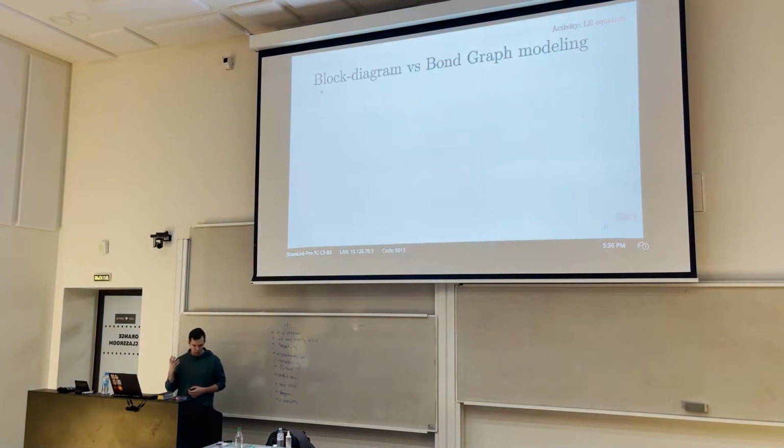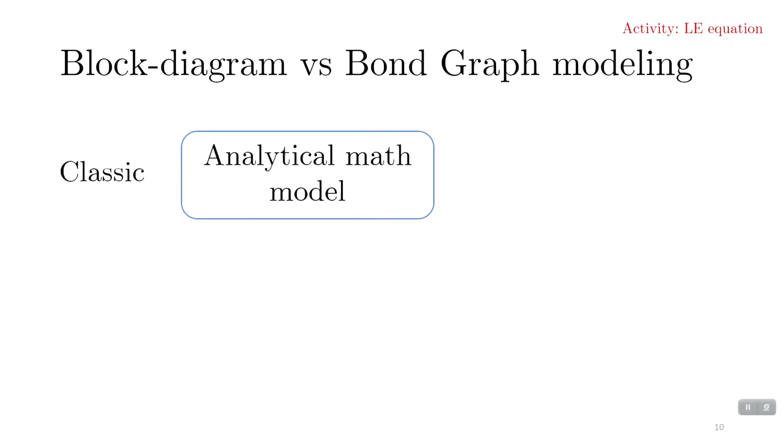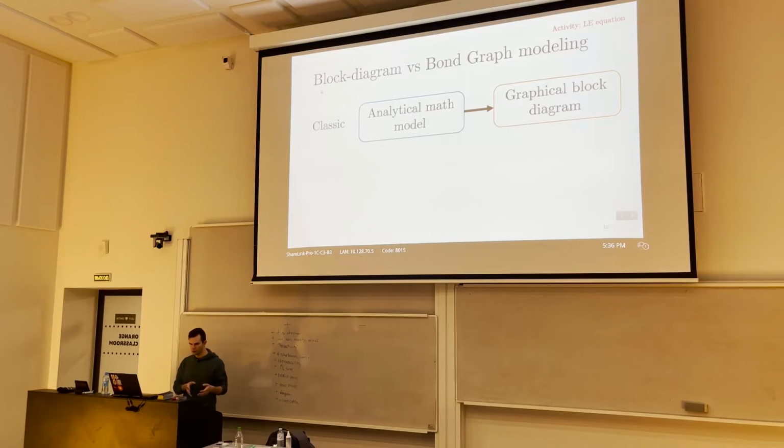Okay, we just derived the Euler-Lagrange equation for a mass, spring and damper system. And what we have done, first of all, we did the analytical mathematical modeling, and only then we created the graphical block diagram, a graphical representation. It's for the block diagram, which is one that has one direction.